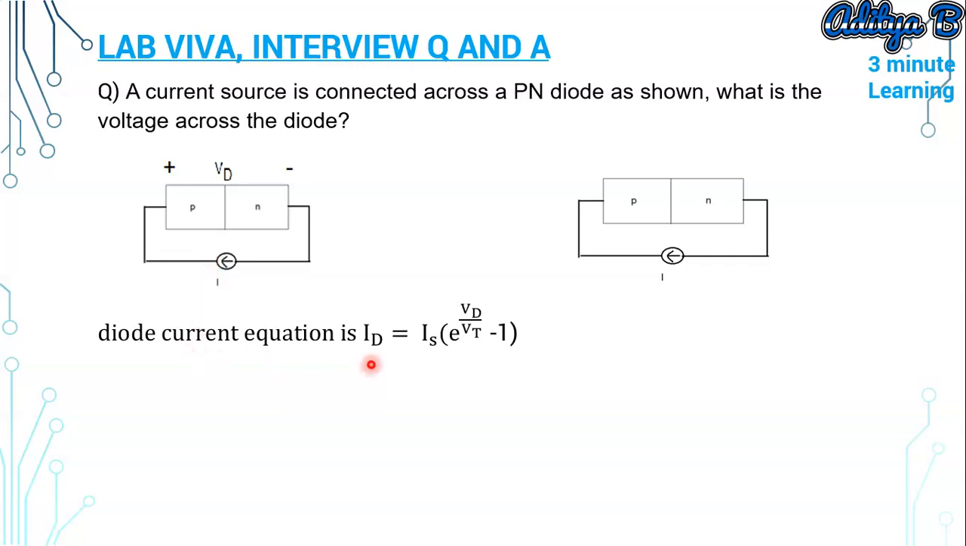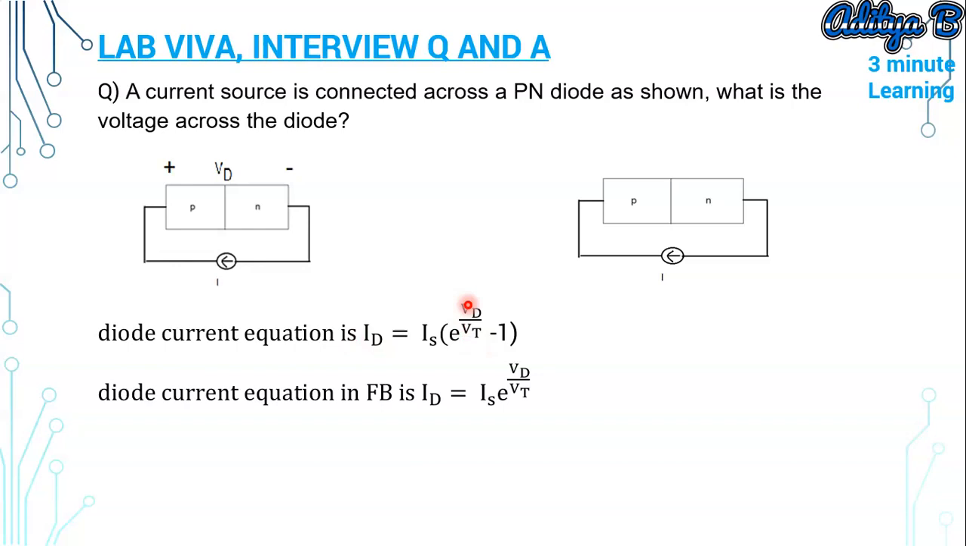The diode current equation is ID is equal to IS into e power Vd by Vt minus 1. ID is the current through the diode. IS is the reverse saturation current. Vd is the potential or the voltage across the PN junction diode with positive referenced at P side and negative terminal of the potential referenced at N side. Vt is the volt temperature equivalent, which is kT by q, which is 26 millivolts at room temperature.